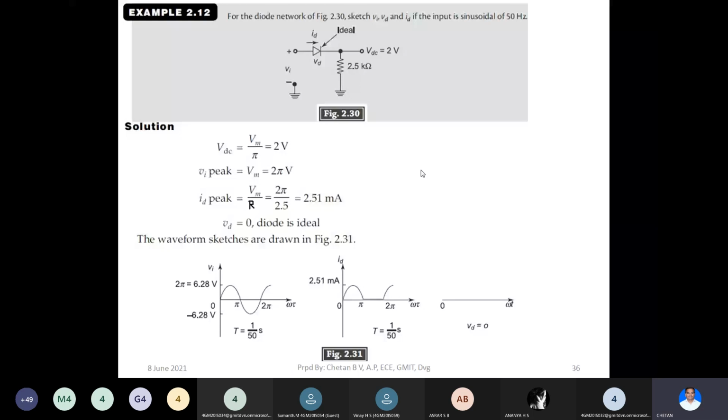So let us read out this problem. For the diode network of figure 2.30, sketch Vi. Vi means the input, which is a sinusoidal voltage. Vd means the voltage across this diode, which is also the threshold voltage Vt or knee voltage, which would be 0.7 for silicon, 0.3 for germanium. And Id is nothing but the current which flows through the diode. So we have to draw sketches for Vi, Vd, and Id, right?